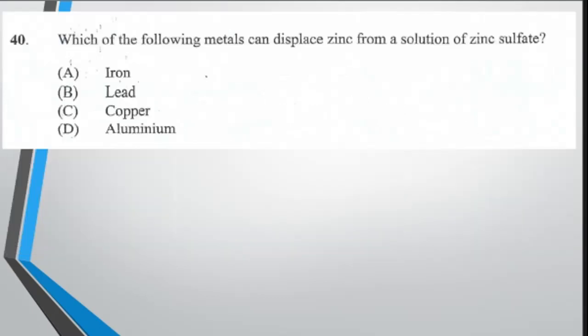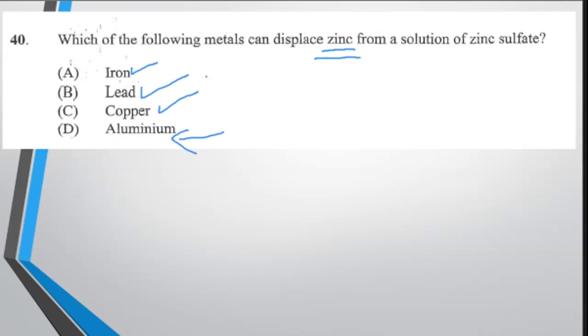Okay, question 40. Which of the following metals can displace zinc from a solution of zinc sulfate? We have iron, lead, copper, and aluminum. We need something that is above zinc in the reactivity series, and that metal will be able to displace zinc. Iron is below zinc, lead is below zinc, copper is below zinc, aluminum is above zinc.